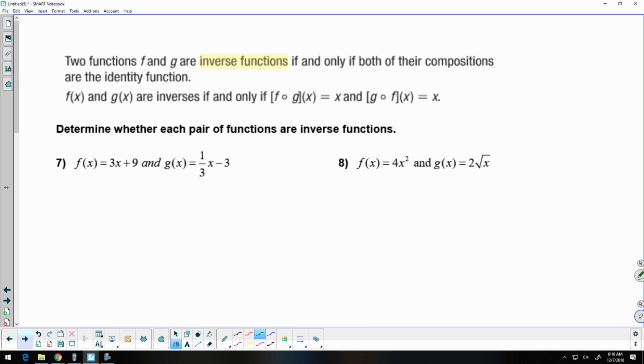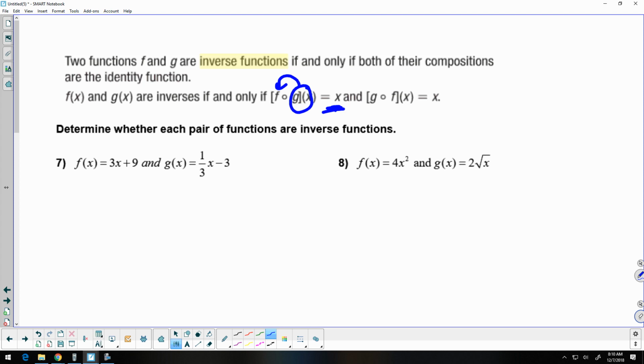Now we have to identify, do we have inverses, is basically what we're doing. It says two functions, f and g, are going to be inverse functions if and only if both of their compositions are the identity function. So f of x and g of x are going to be inverses if we do each composition. If I plug g of x into f of x, I want the identity function, which is just x. So I want to be left with just a positive 1x in the end.